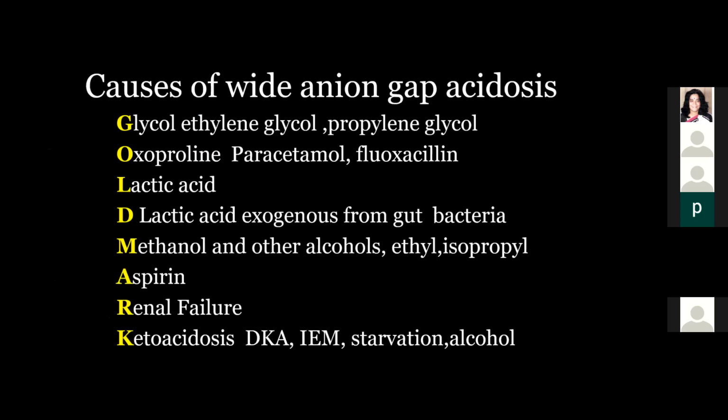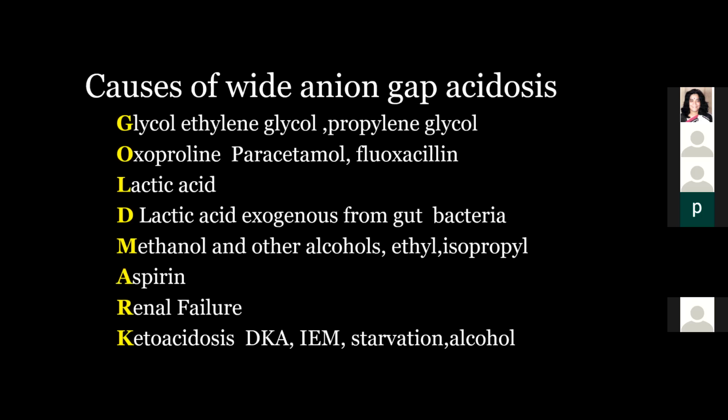Now, I don't like mnemonics, but this one is a useful one. We used to use quite commonly MUDPILES, which has now become very irrelevant because many of the things there are not things which we are really using and which cause wide anion gap acidosis. So the new mnemonic put forward is GOLDMARK. G is for all your glycols, your ethylene glycol, propylene glycol, etc., which are not uncommon toxins because they're found in common things like your antifreeze and your wiper fluid and various other things.